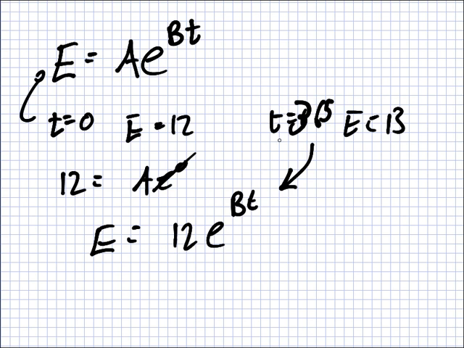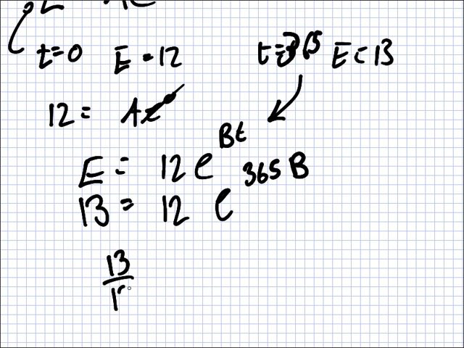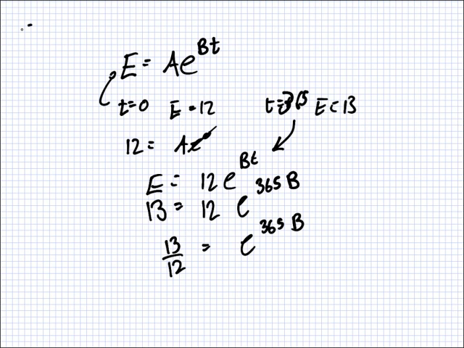So, as I was saying, you're asking, should we use days or years? It wouldn't actually matter. We're doing question 3 on page 56. So you put this value in: 13 equals 12e^(365b). So that means 13 over 12 equals e^(365b).